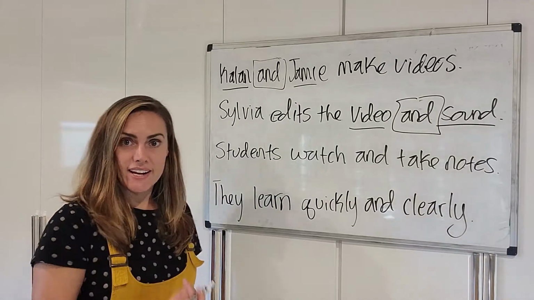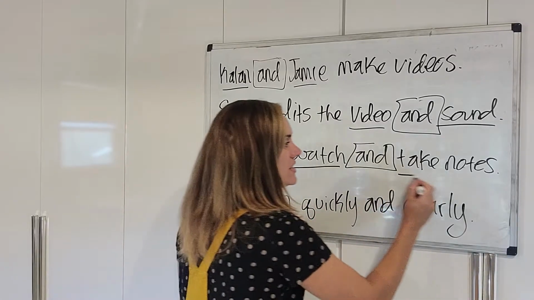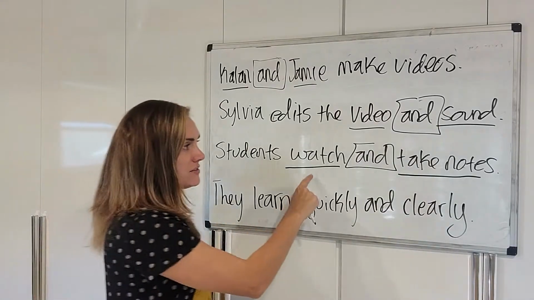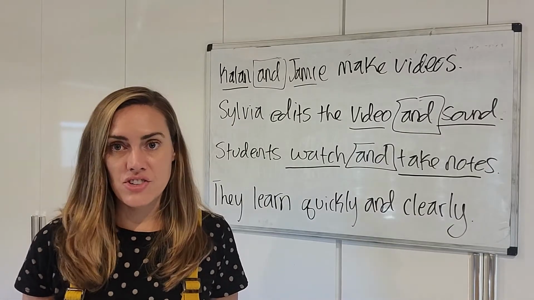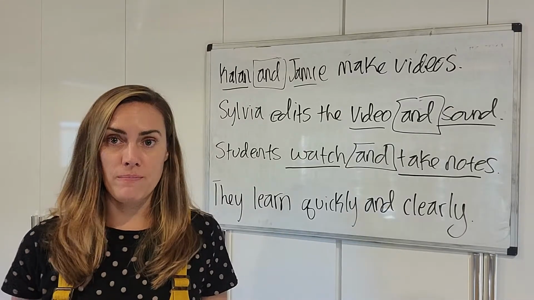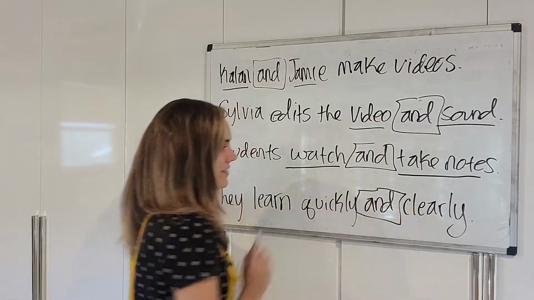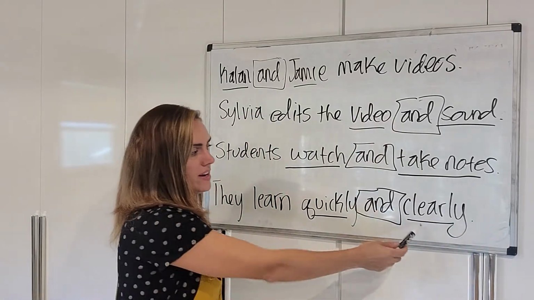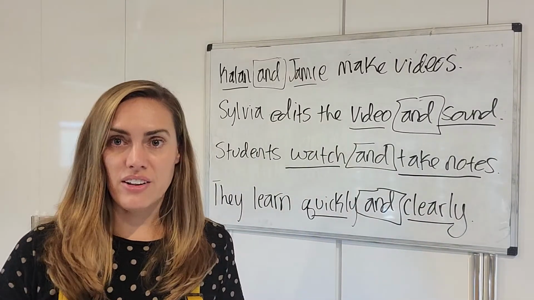Students watch and take notes. Here's and. What do we have on both sides? Watch, take notes. Verb and verb. They're balanced. And notice these verbs are in the base form of a verb. They're not with to. They don't have ing. One is not in the past and one is in the present. They are both in the same form. They learn quickly and clearly. Here's and, we have quickly, clearly. Here we have an adverb, and here we have an adverb. So all of these sentences are great examples of balanced parallel structure.